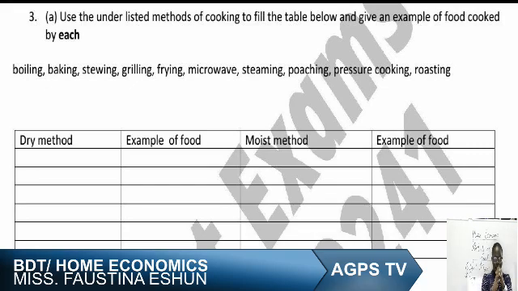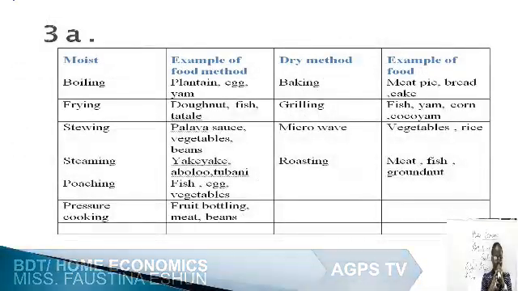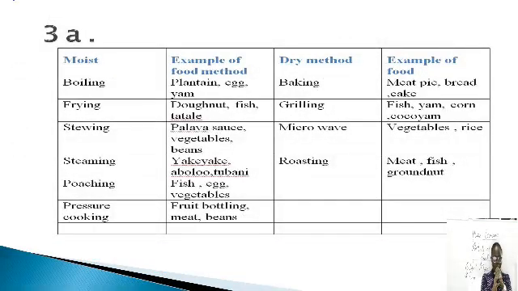Now let's look at our answers on the screen. Looking at our answers on the screen, we can see that boiling is a moist method of cooking food. And what are some examples of food that can be cooked by boiling? I know that boiling is the commonest method of cooking food that we apply in the house. Even if you don't know how to boil any food, haven't you boiled water before? Very good. That is boiling.